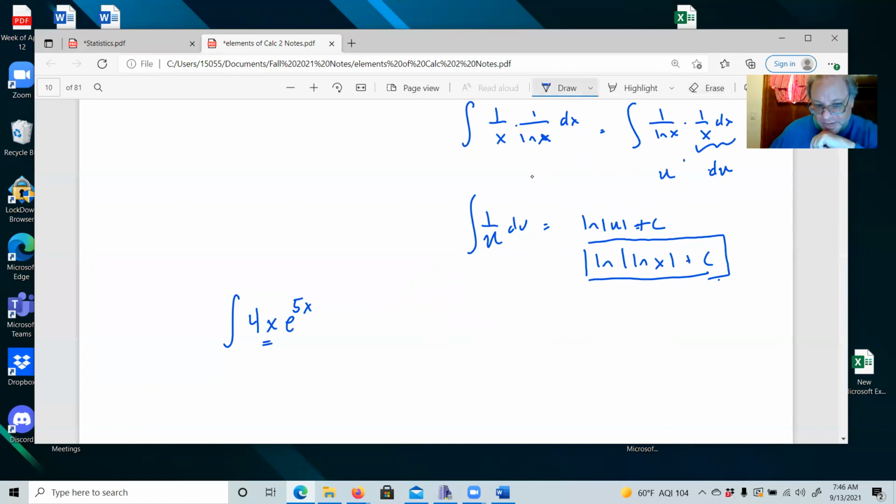We need a u and a dv. Of these two, 4x and e to the 5x, which one is going to get smaller? Well, the 4x is going to get smaller, so that's u. Here we have dv. So du is equal to 4 dx, and v is equal to 1/5 e to the 5x.